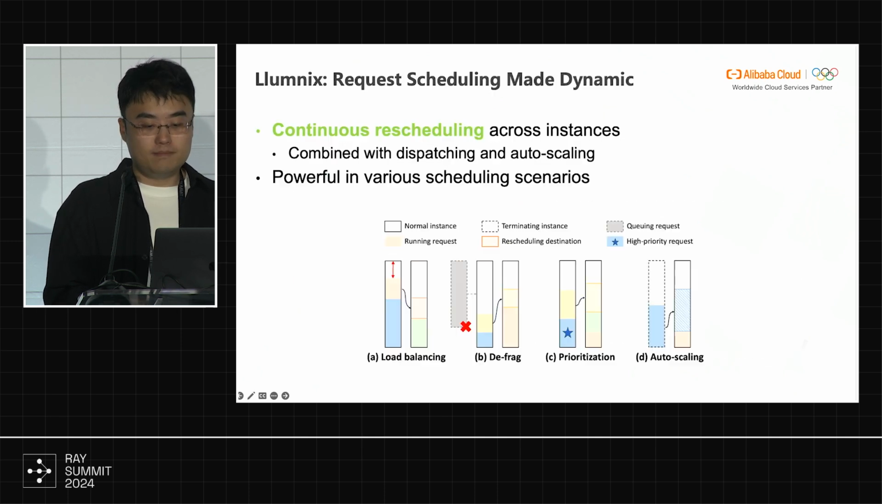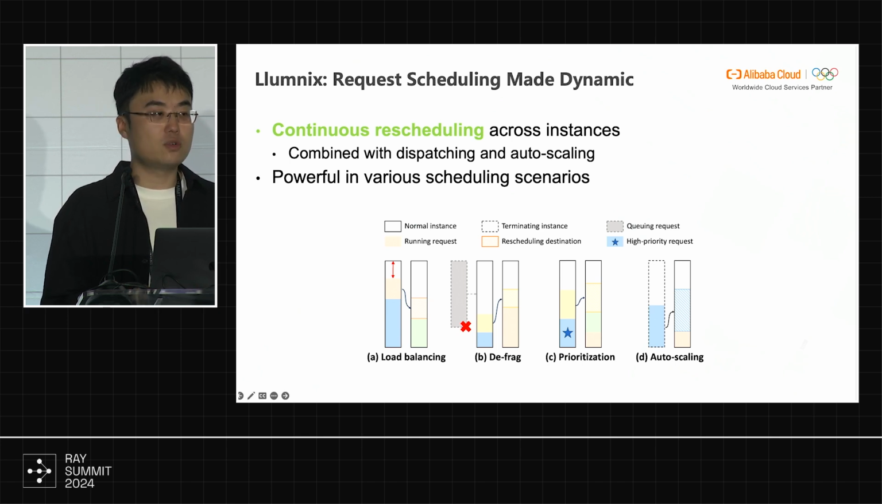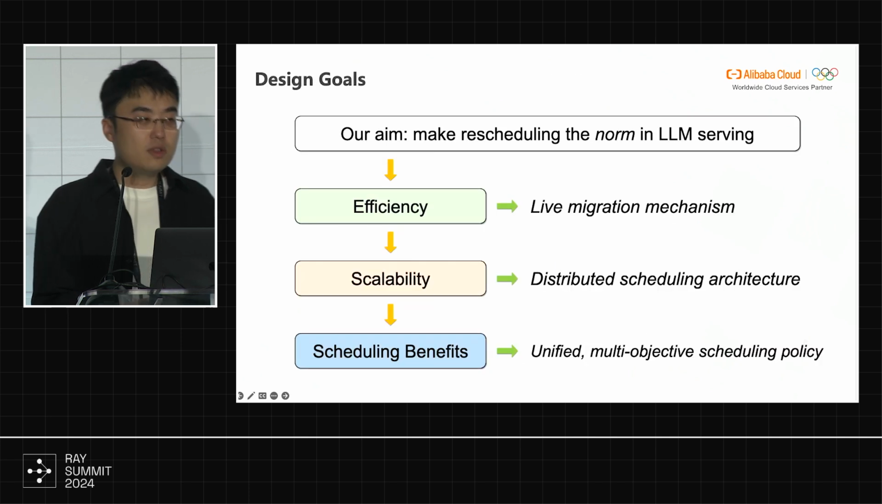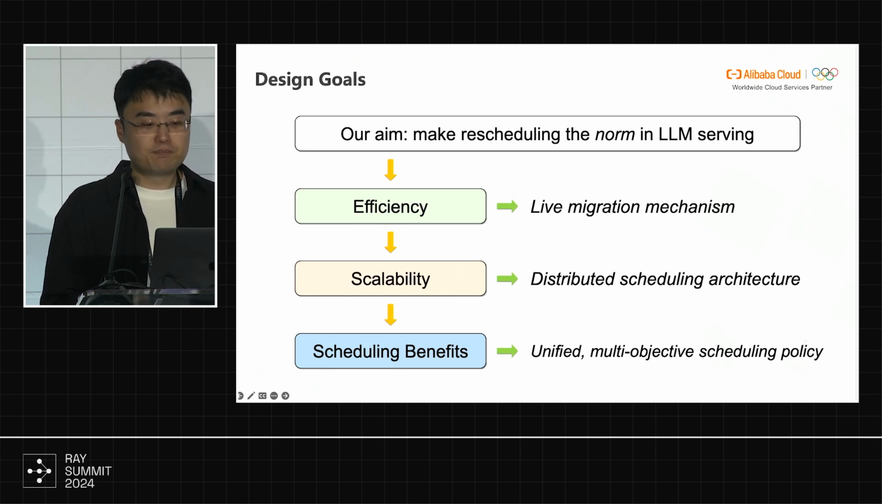Finally, Llumnix also reschedules requests to saturate or drain out instances more quickly during auto-scaling. So the aim of Llumnix is to realize fully dynamic scheduling and make rescheduling the norm, not the exception, in LLM serving. To this end, we need to accomplish a series of design goals.